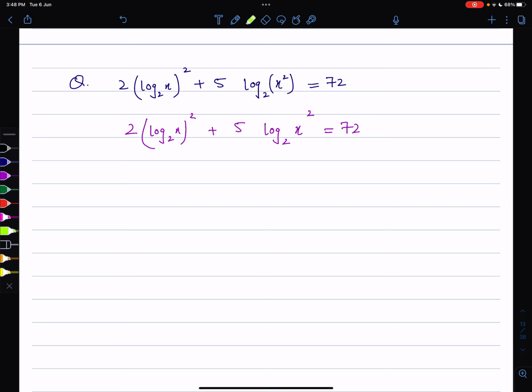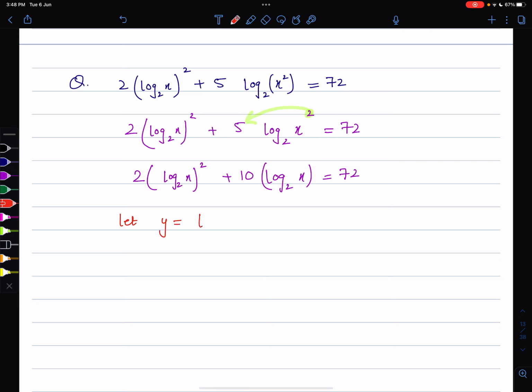Now using the power rule, we can multiply 2 with 5. So 2 times (log to the base 2 of x) squared plus 10 times log to the base 2 of x equals 72. Now we can substitute, let's say y equals log to the base 2 of x. So our equation becomes 2y squared plus 10y equals 72. Reducing down this quadratic equation will give us two values of y. The y value comes out to be 4 and minus 9.